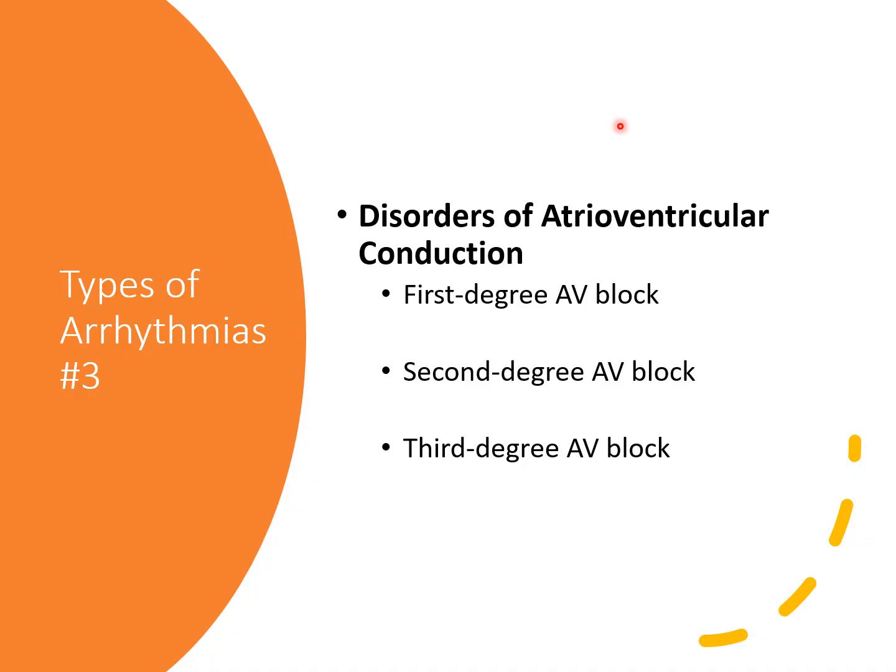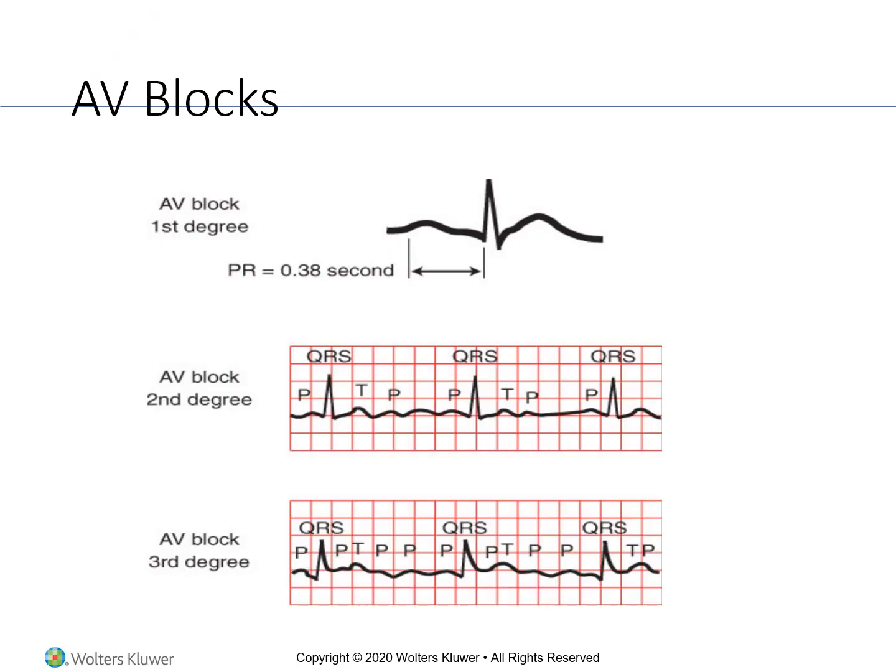Other less common causes might be infections, autoimmune diseases, neoplasms, or what we call iatrogenic disorders. We can get first-degree AV block, second-degree AV block, or third-degree AV block. So this is what they look like on EKG.